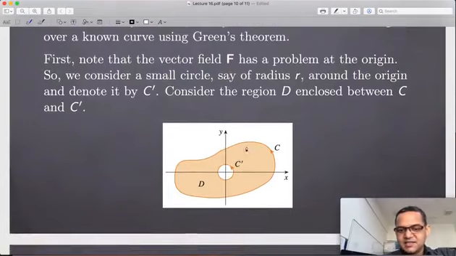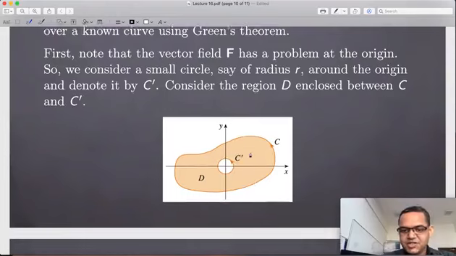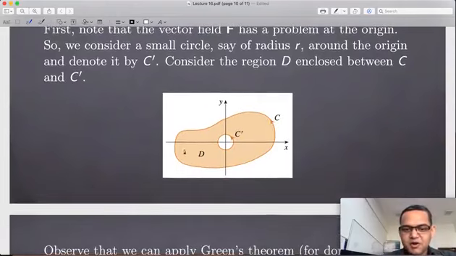Let us say this is the given curve. This is a positively oriented curve enclosing the origin, and what I do is I create a hole here. I can create this hole because this is a smooth curve enclosing the origin, so there is a small disk which I can take out without touching the boundary. This radius of the disk can be very, very small, and call this circle C prime.